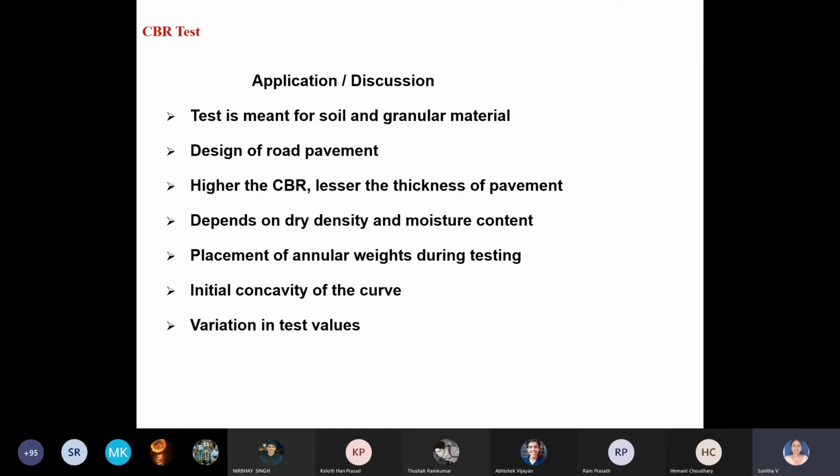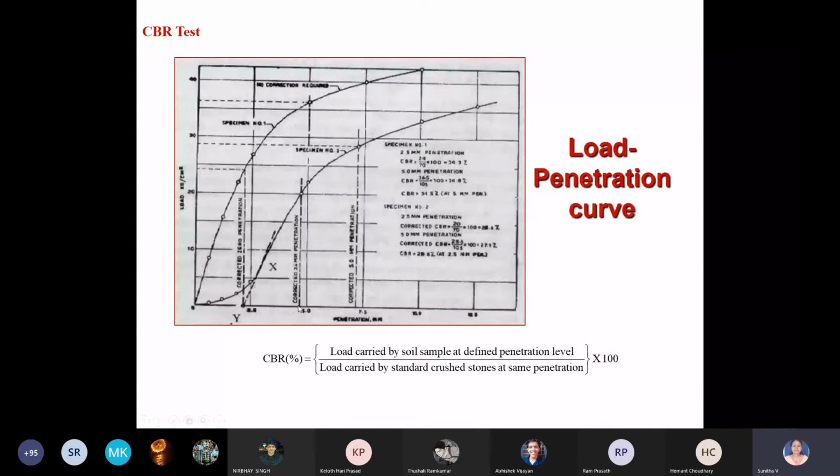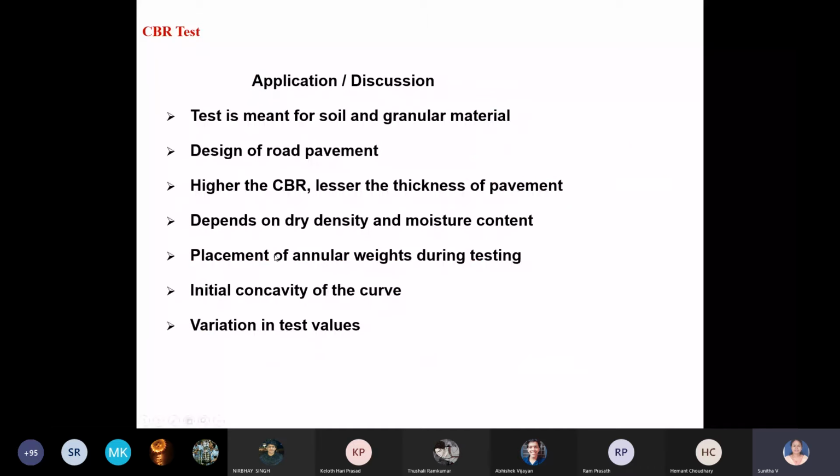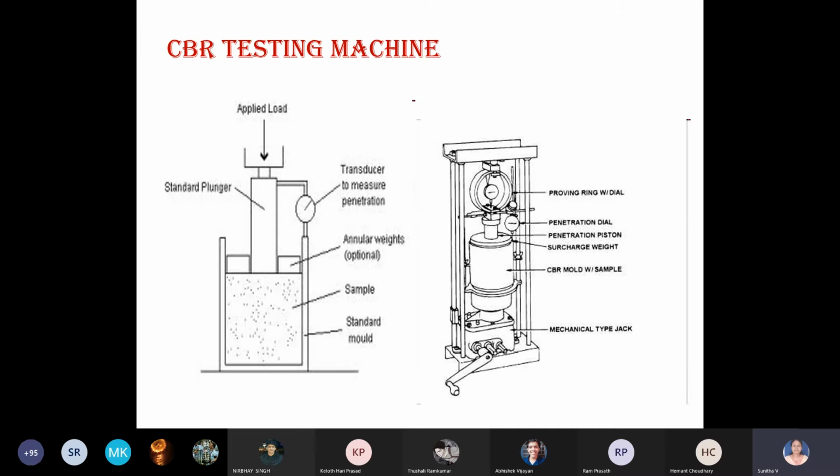And placement of annular weights during testing is important. Initial concavity of the curve, if it is not set properly, you will get a curve like this, which has to be corrected. And there can be variation in the test values also. More than this, rural road specifications also, before testing, give what standard deviation is allowed. What plus or minus deviation is allowed between the various tests is given.